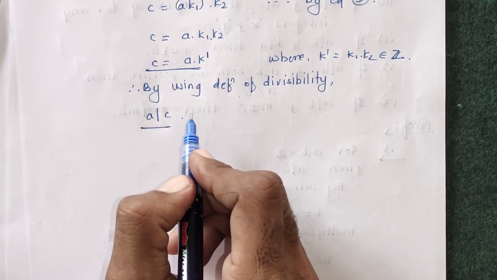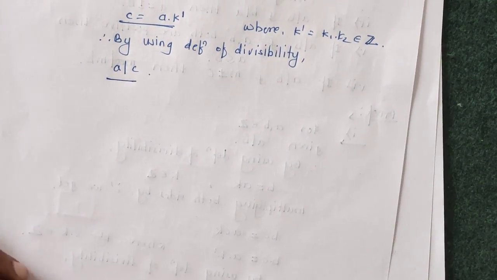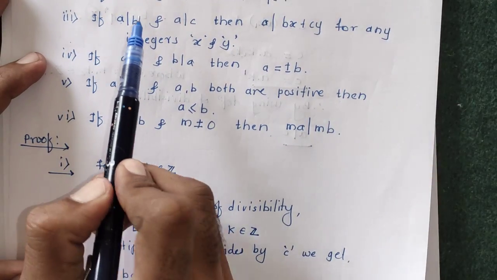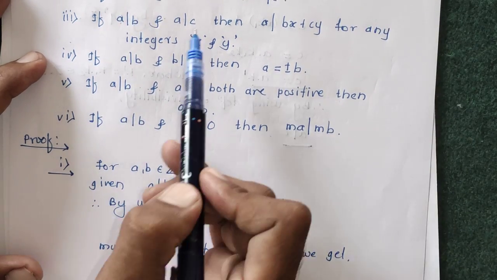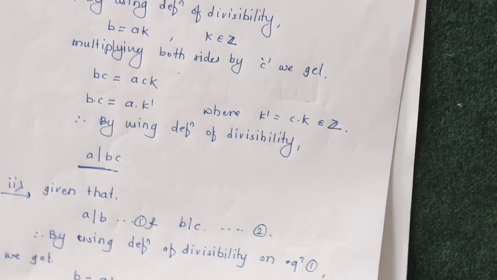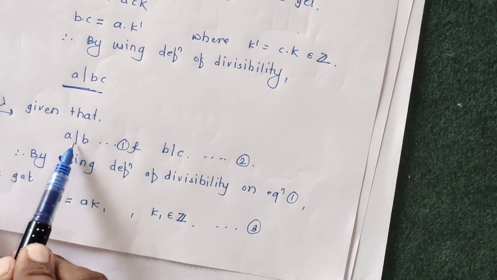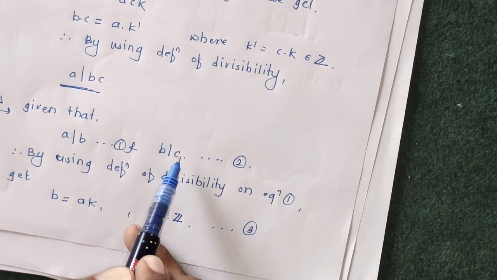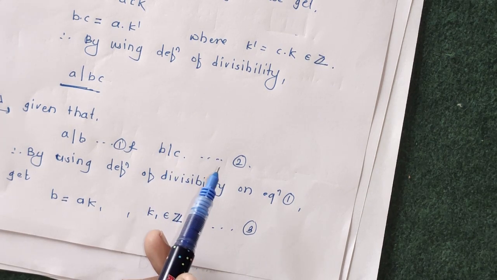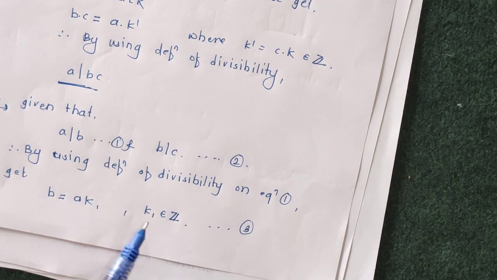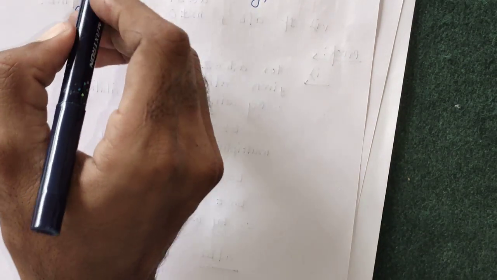Here is the proof of the second statement. Again read the second statement. Here we are given A divides B and B divides C, and we have to prove that A divides C from the given things. From A divides B, we get B equals A into K1. From equation 2 we get C equals B into K2. We put equation number 3 in this equation number 4, that is B into K2.